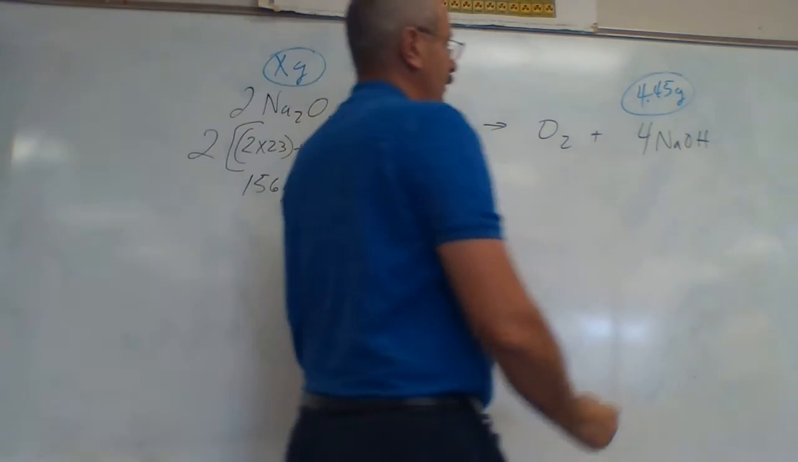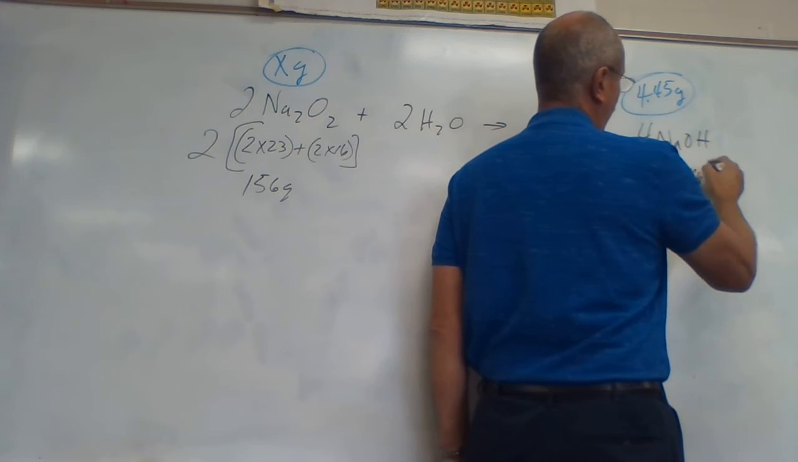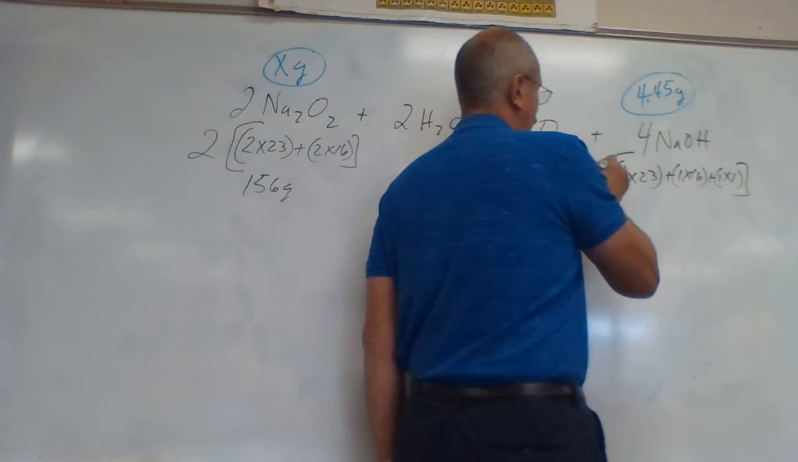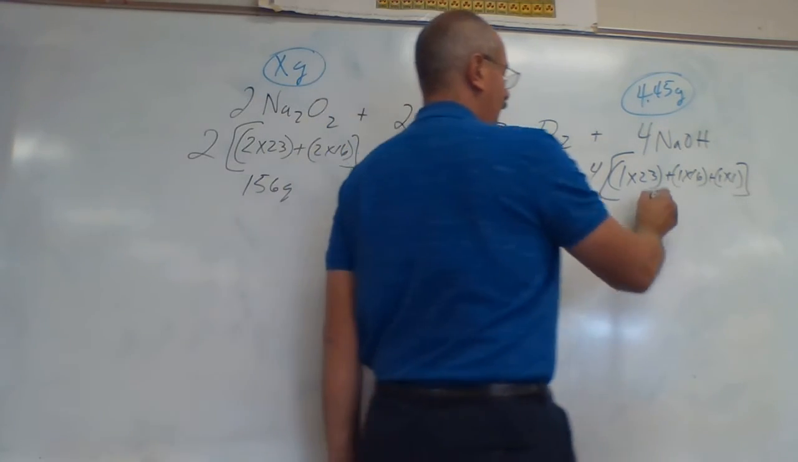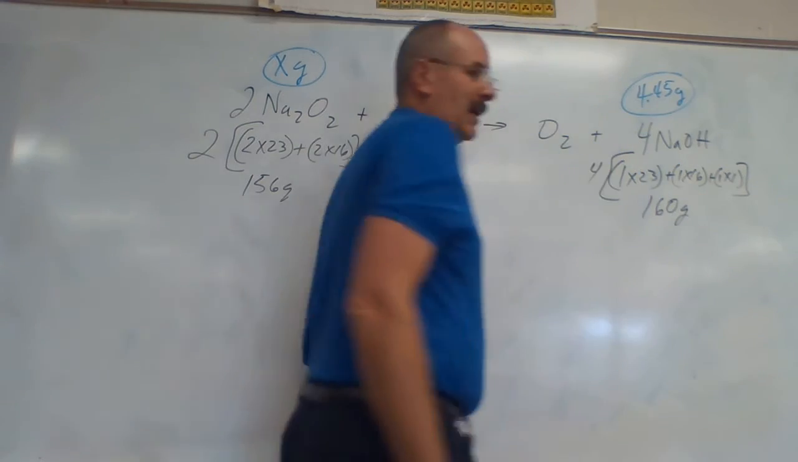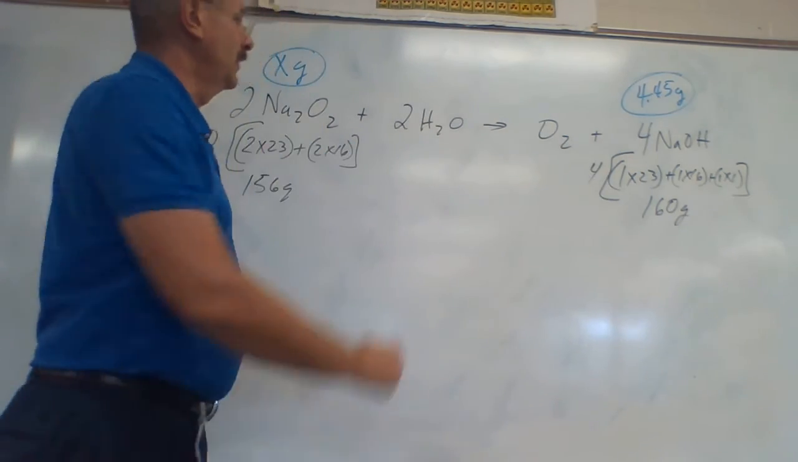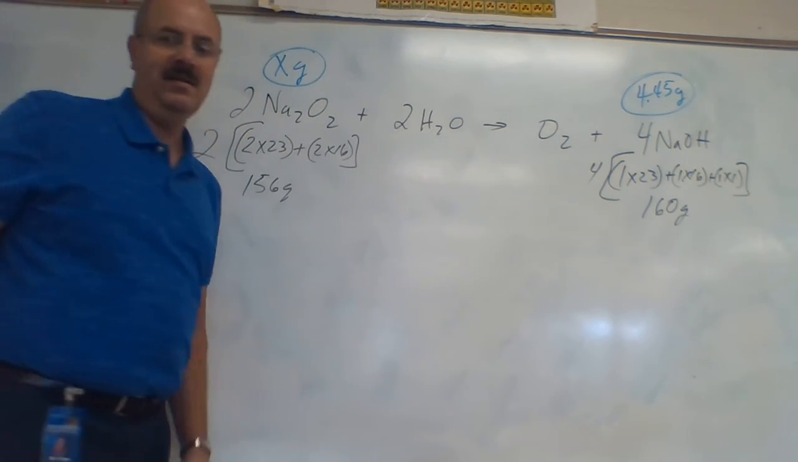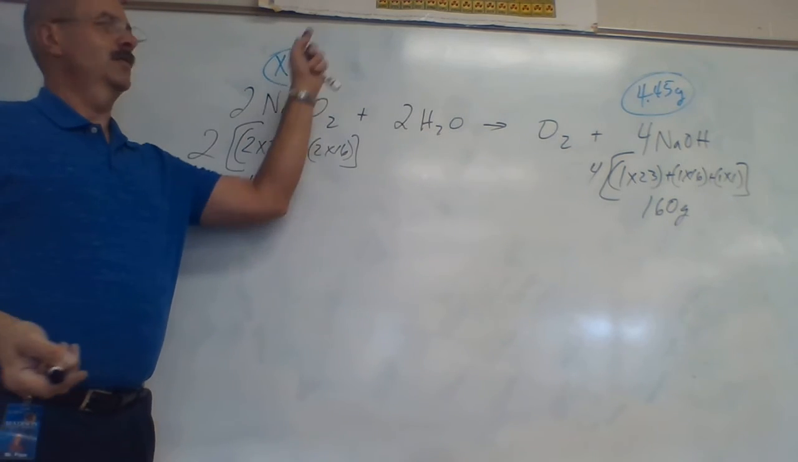Then we go to this other one. It's 1 sodium times 23 plus 1 oxygen times 16 plus 1 hydrogen times 1. All of that times the big 4 out in front. That one equals 160 grams. Now you might go, well, 156 doesn't equal 160. Well, that's true because we aren't worrying about the water that's being added to this. And then there's also oxygen being added on this side. Those 2 parts are in there also, but we aren't worried about those because the question isn't asking about them.